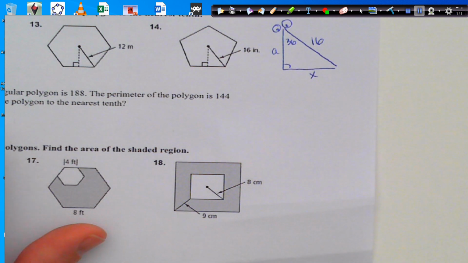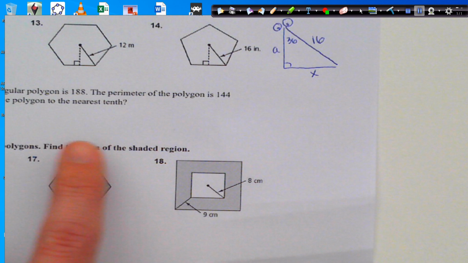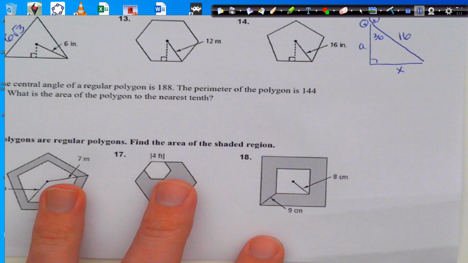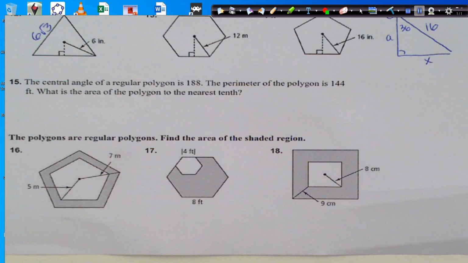Just real quick, 15 says the central angle is 188, the perimeter is 144. What's the area? So you just have to find the apothem on that one. And so that one is pretty tricky. So if they're telling you the central angle is 188, then all you have to do is take half of it, and then the perimeter is 144. Let's see. You know what? We'll have you skip 15. I don't like that one. That one's too tough.